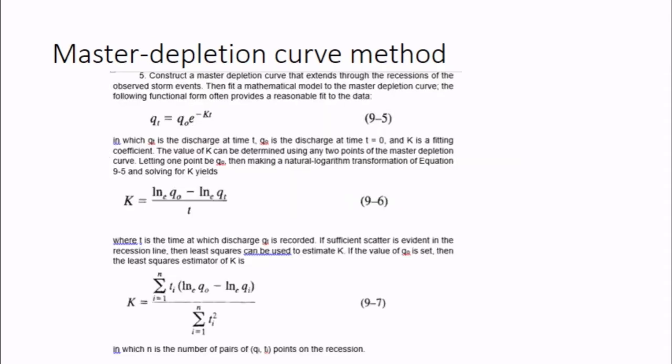So, ito yung equation ng Master-depletion curve. Ito ay dinerive na lang para makuha yung value ng K. And then, ito, para ma-solve din yung K. Kasi yung K is parameter, important parameter siya.